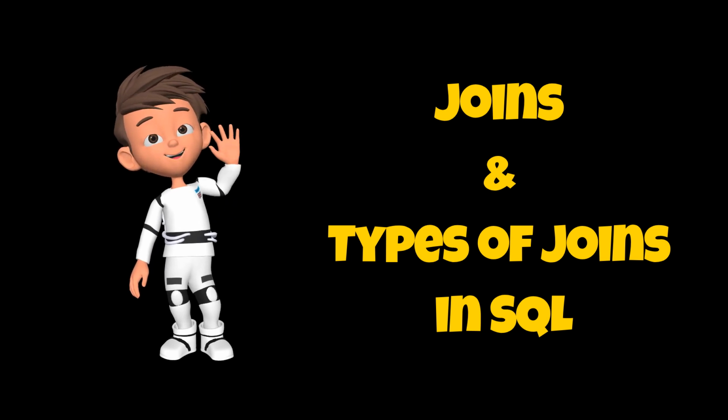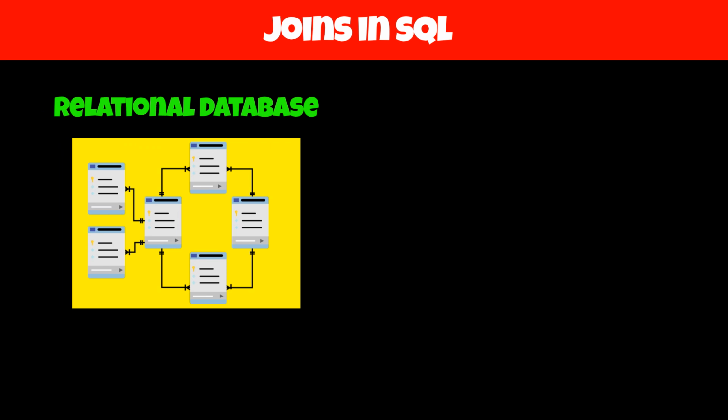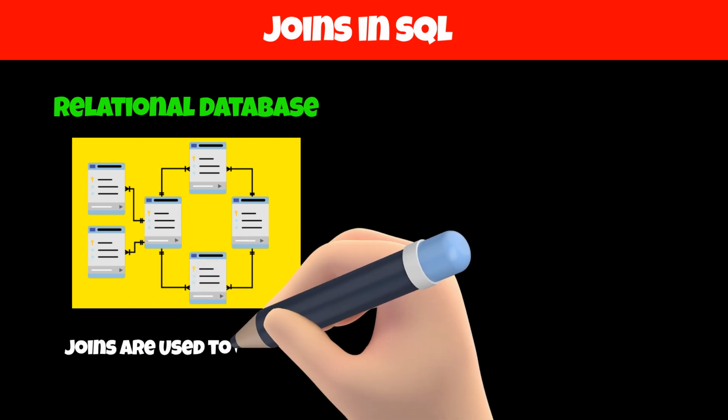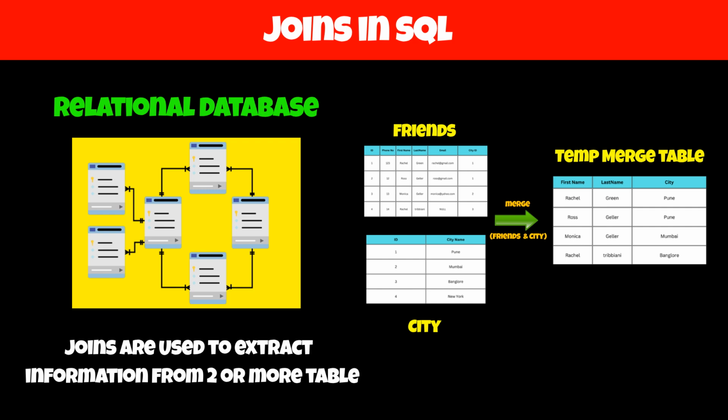Can you explain joins in SQL with a real life analogy? SQL is a relational database where multiple tables are connected to each other, and when we want to retrieve data from these multiple tables, we can use joins to get meaningful information from this complex structure. In other words, the join keyword combines two or more tables and creates a temporary merged table out of them. Let's understand the types of joins with a real life analogy.